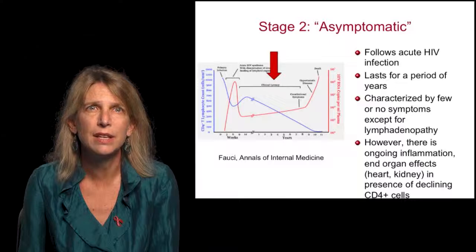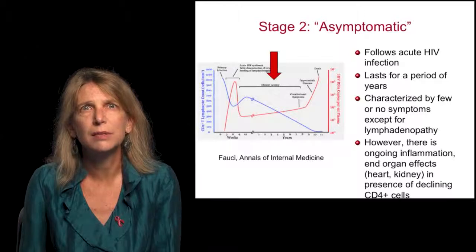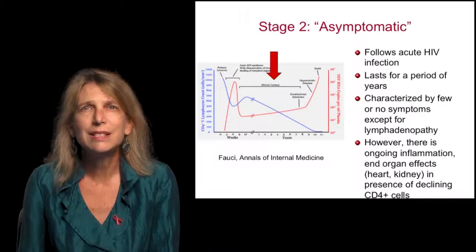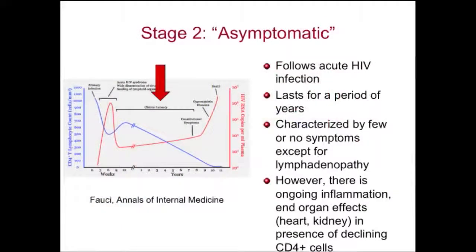After primary infection and seeding of lymphatic tissues, stage 2 follows, which has been called asymptomatic. This stage lasts for a period of years. It's characterized by few or no symptoms except for lymphadenopathy. However, the term asymptomatic is misleading because during this time period, due to the replication of HIV, there is ongoing inflammation and end organ effects in, for example, the heart and kidney, in the presence of declining CD4 cells.